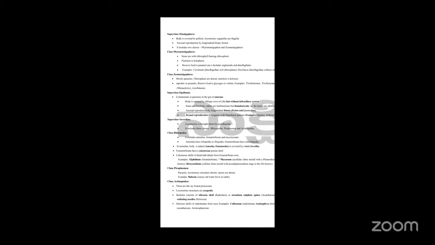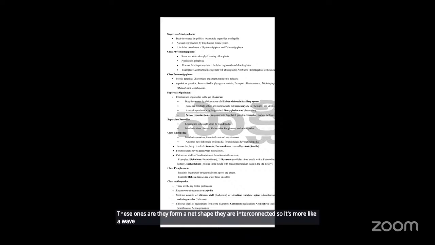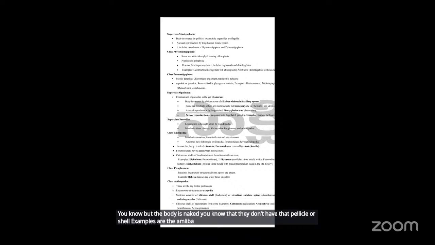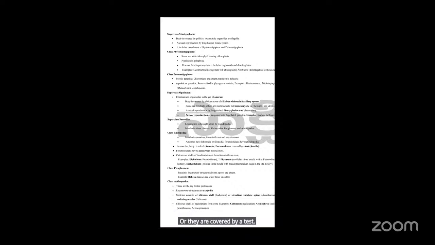While the reticulopodia form a net shape. They are interconnected, so it's more like a web for trapping prey. They're all used for movement, but reticulopodia is the slowest form, and it's also used for capturing prey and helps to anchor the organism in the environment. Foraminiferans have reticulopodia, and amoebas can have lobopodia or filopodia, or both. In amoebas, the body is naked. They don't have a pellicle or shell. Examples are Amoeba or Entamoeba, or they are covered by a test, which is Arcella.